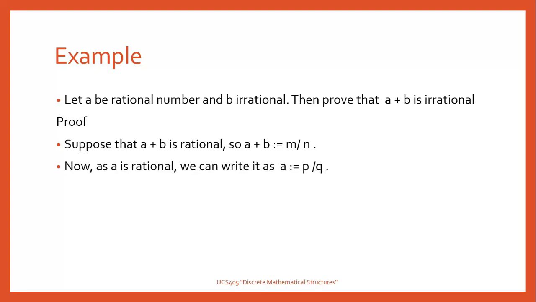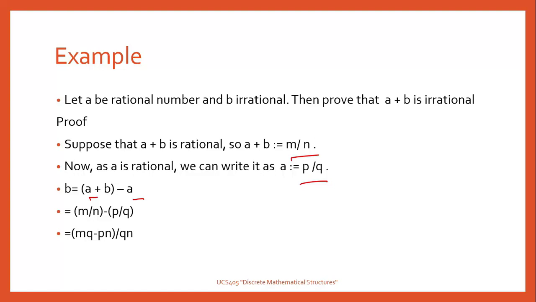a is also rational, so a is equal to p by q, where p and q are integers. We know that b is equal to a plus b minus a. Substituting the value of a plus b and a, that is m by n and p by q, we will get m by n minus p by q. Solving it, we will get (mq minus pn) by qn.